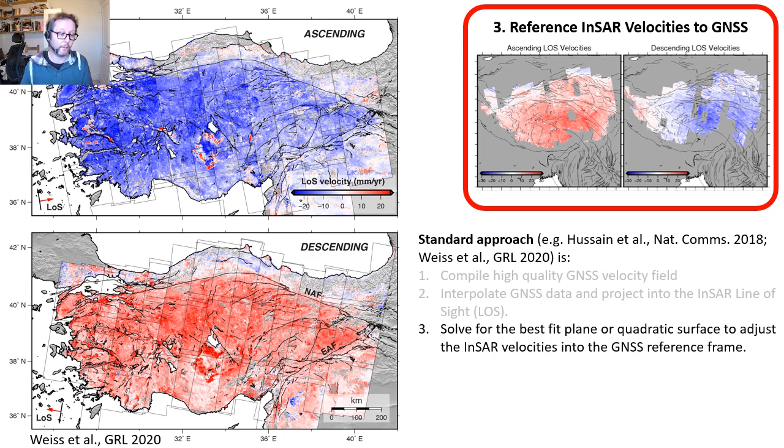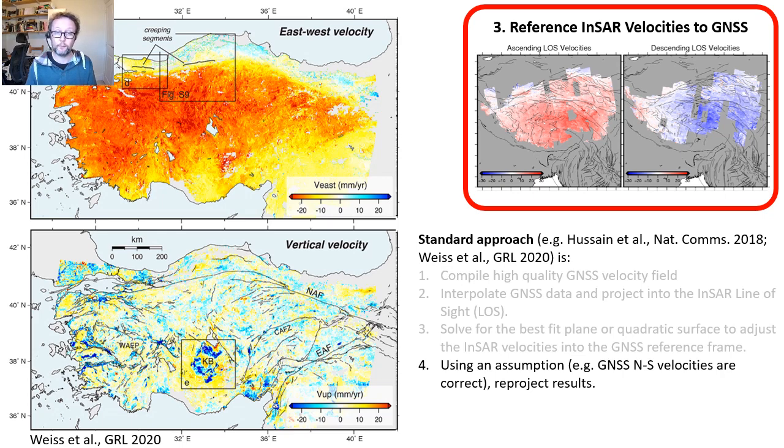And these are the data published by Jonathan Weiss for Anatolia using this approach earlier this year. And you can see very, very beautifully the changing colors associated with the North Anatolian fault in both the ascending and descending data, with the different colors reflecting the different viewing geometries. You can then invert those together to give you east, west, and vertical velocities, which again rather beautifully show the broad scale tectonics of Anatolia.